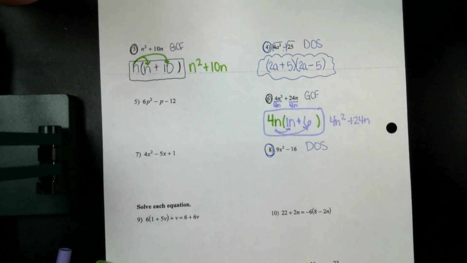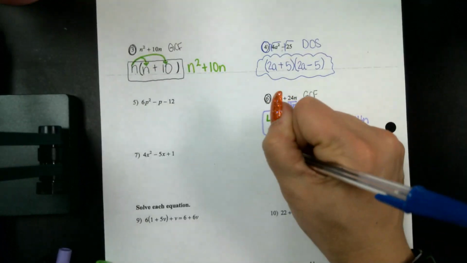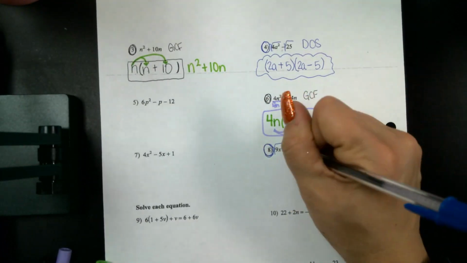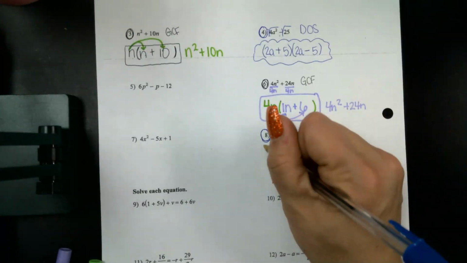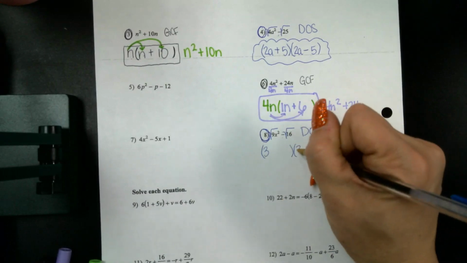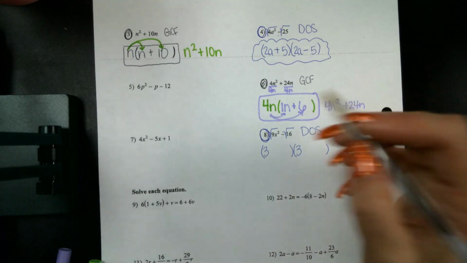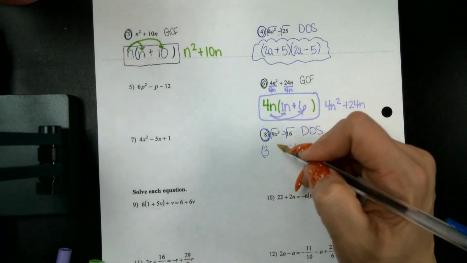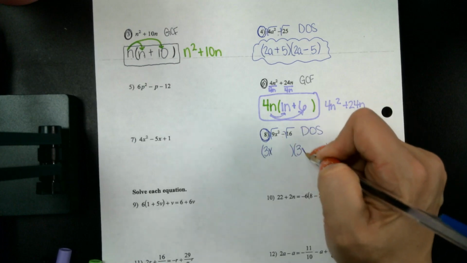So let's try number 8. Two terms, minus sign between them. We know the square root of 9 and we know the square root of 16. What is the square root of 9? So each set of parentheses starts with 3. Cut the x squared in half. What would it be? 3x. Yep, so this one gets a 3x and this one gets a 3x.